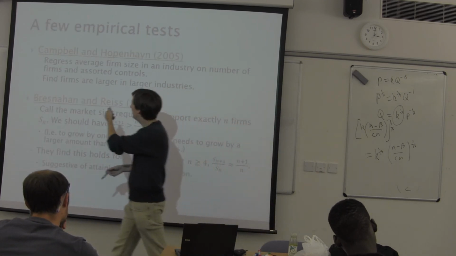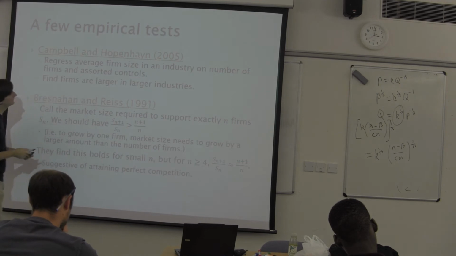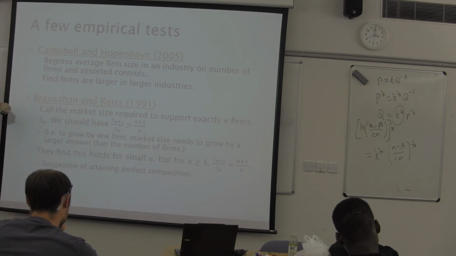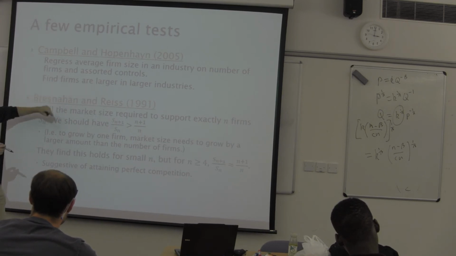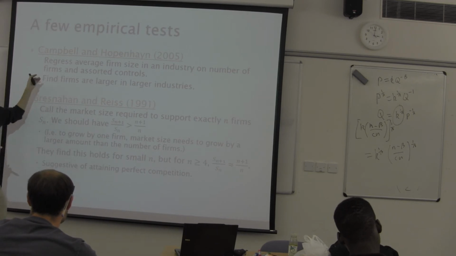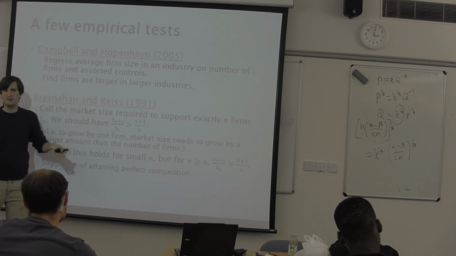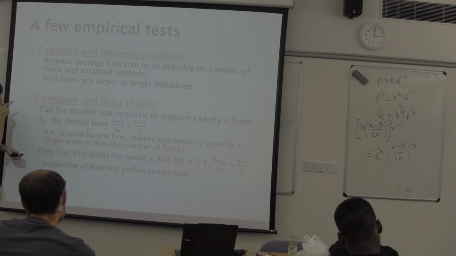And there's a lot of empirical evidence for this. Campbell and Hopenhayn in 2005 regress average firm size on the number of firms and various controls, and they find precisely that firms are larger in large industries, consistent with this Cournot story. And then Syverson and others also try to test the same thing.